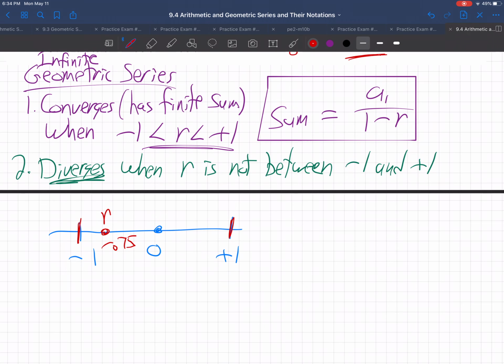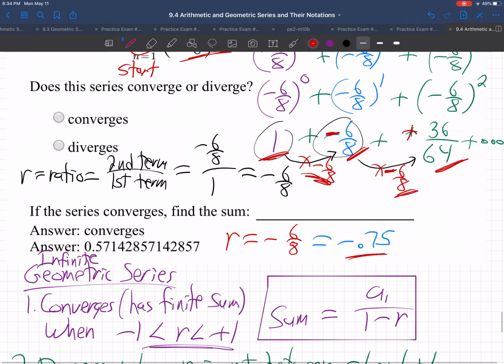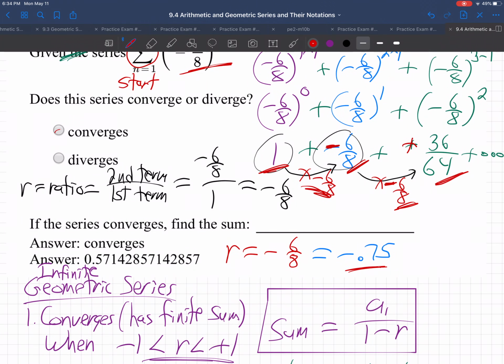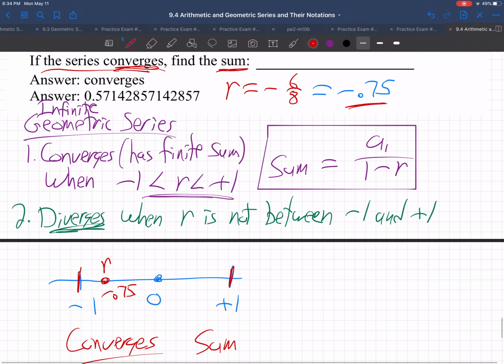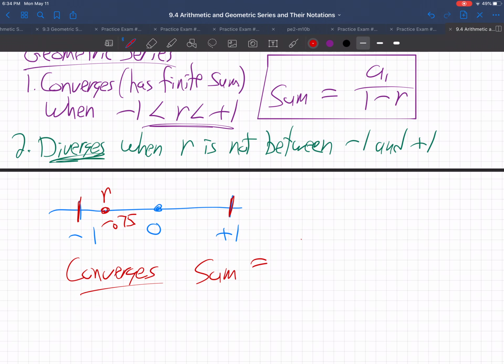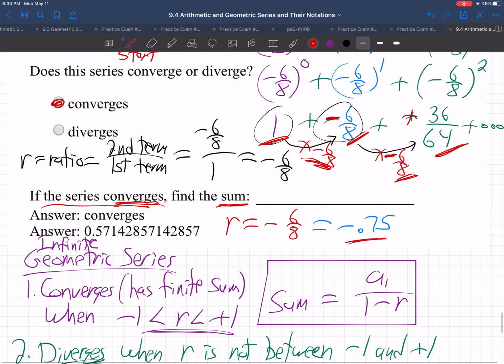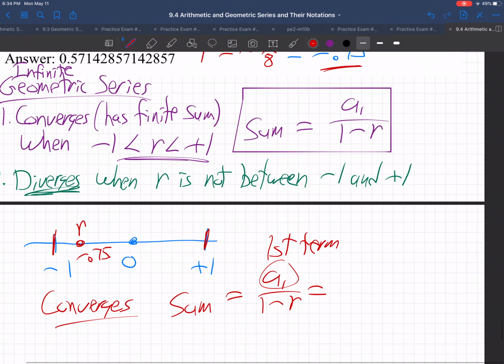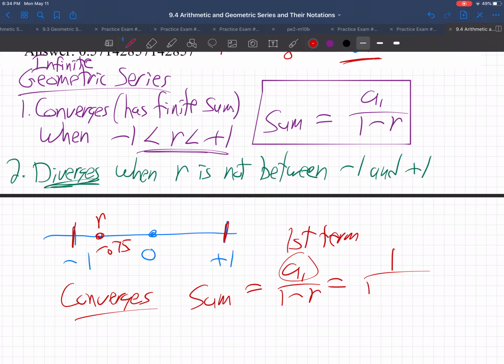So our series converges. And so let's go up and answer that. So our series converges. And if it does converge, then you can use the formula. So we can use the formula. Sum is A1 over 1 minus R. A1, that's the first term. What's the first term? Well, it's right there, 1. 1 was the first term. 1 over 1 minus R.